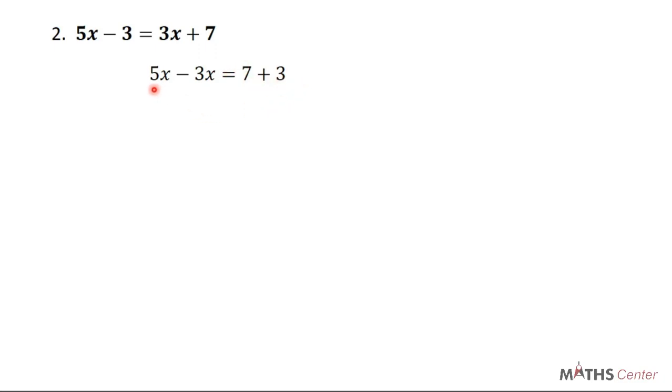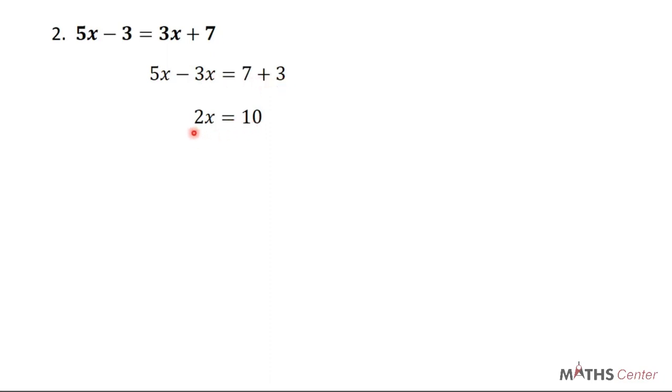We know from indices that 5x minus 3x will give us 2x, because you are going to subtract the coefficients. So 5 minus 3, that will give us 2. Then you attach the variable to it. The variable there is x, so 2x. If you want to understand how this is done, watch the video on addition and subtraction of algebraic expressions, and you understand how this part here is done. 7 plus 3 will give us 10.